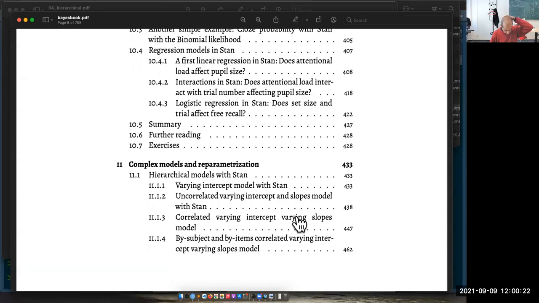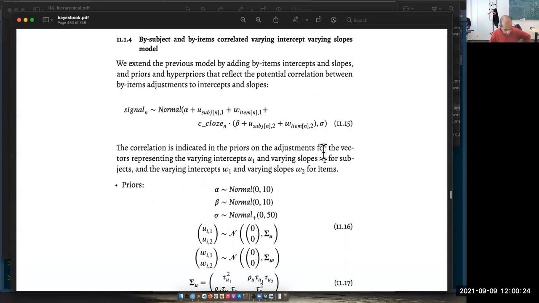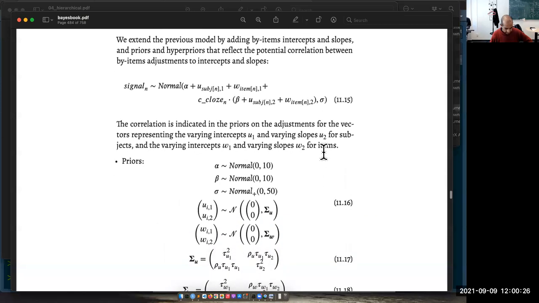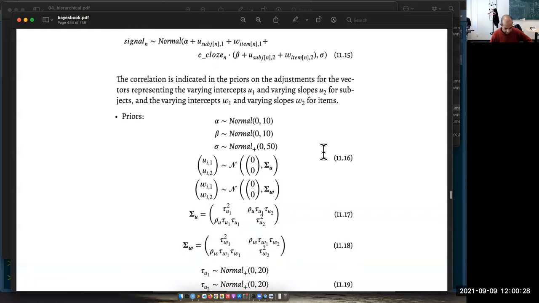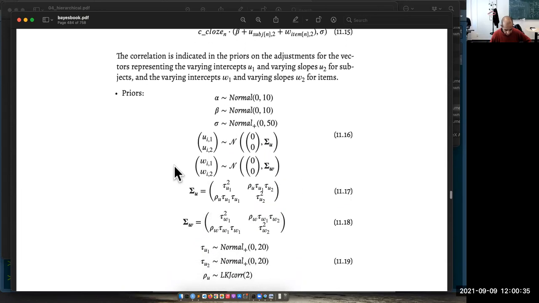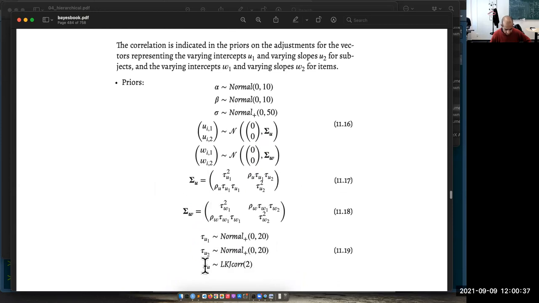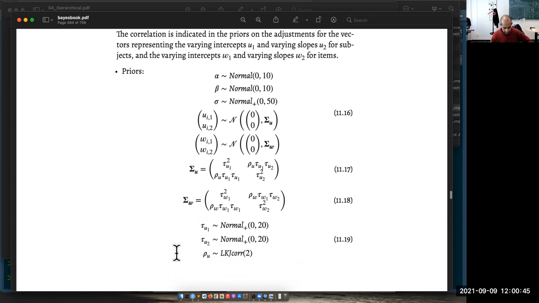Yeah, this is the best example to look at now, right? Okay, so here's a very similar situation to what I was describing to you guys earlier. I've got intercepts and slopes, and I've got some predictor. In this case, it's centered close probability. The model is just like the same one that I showed you. The priors are somewhat different for the standard deviations because that's an ERP study now, but the correlation parameter is the same as before.